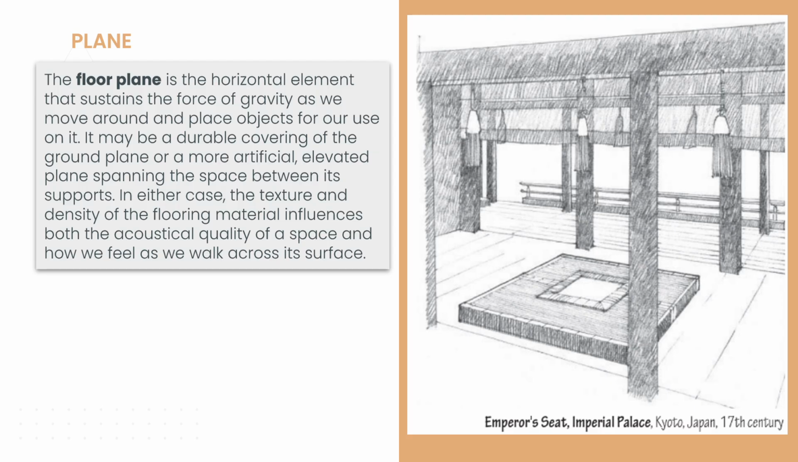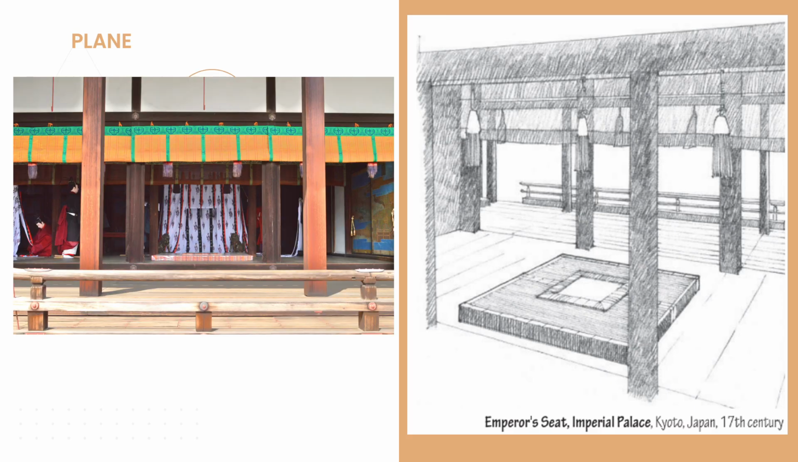Next is the floor plane. From the word itself, floor, it is a horizontal element that sustains the force of gravity as we move around and place objects for our use on it, like this emperor's seat in the Imperial Palace in Kyoto, Japan, in the 17th century. This is what it looks like in actual. So there is a ground plane and a floor plane. The difference is that the ground plane is mostly outside of the structure, and the floor plane is on the inside of the structure.